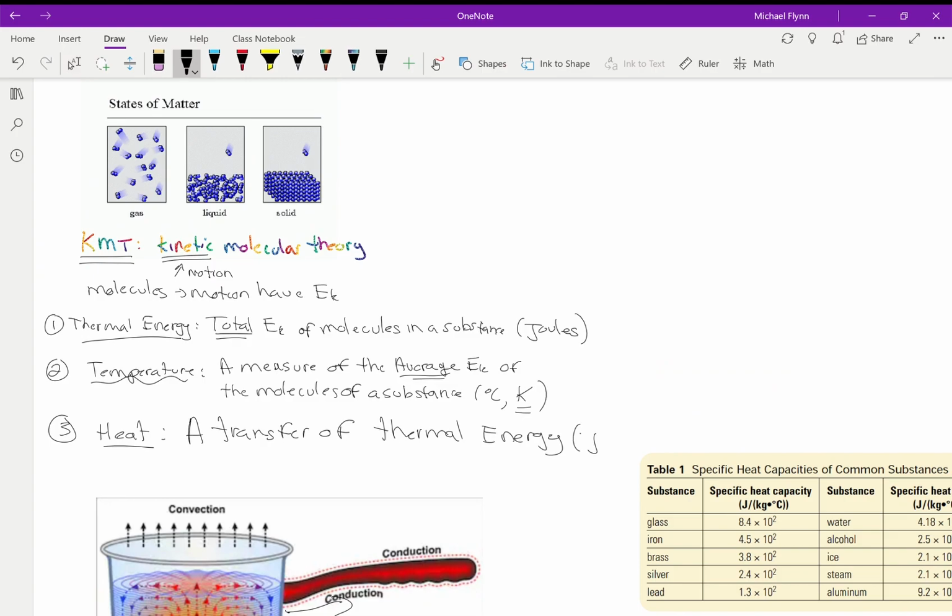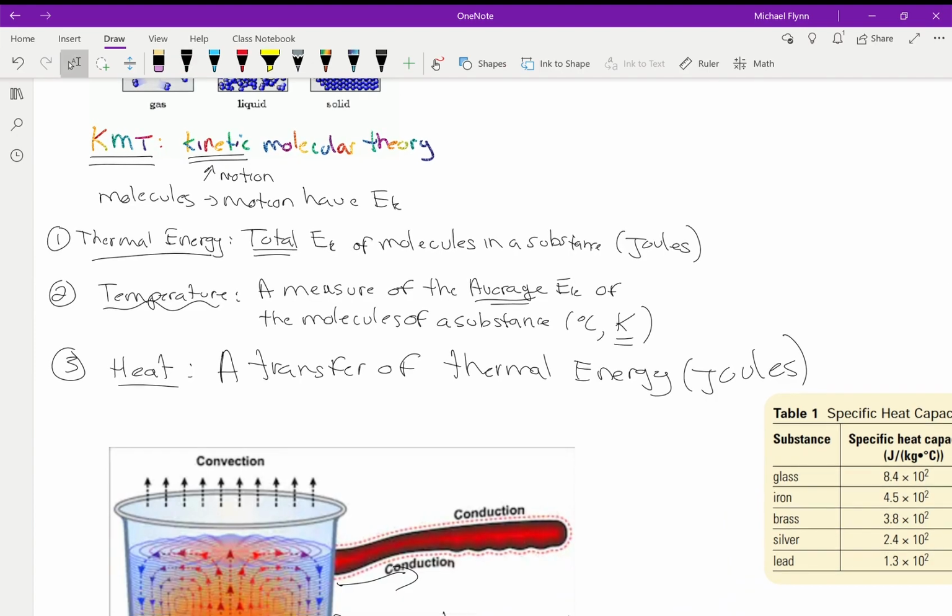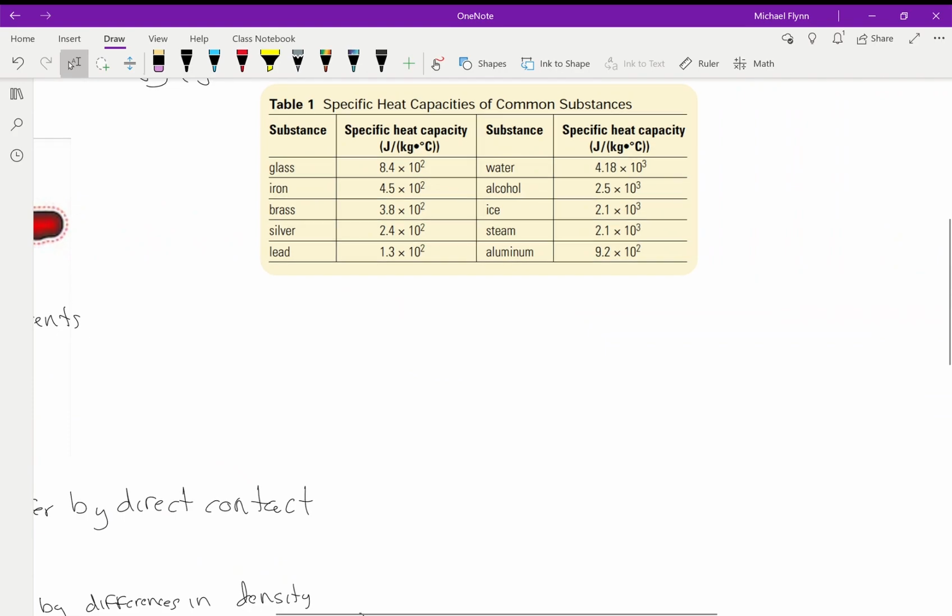This one's also measured in joules because it's a transfer of thermal energy, so the amount of energy transferred would be measured in joules. Okay, temperature is the only one that's not measured in joules here. The other two are forms of energy. So now that you know what these three things are, we have to talk about something else.